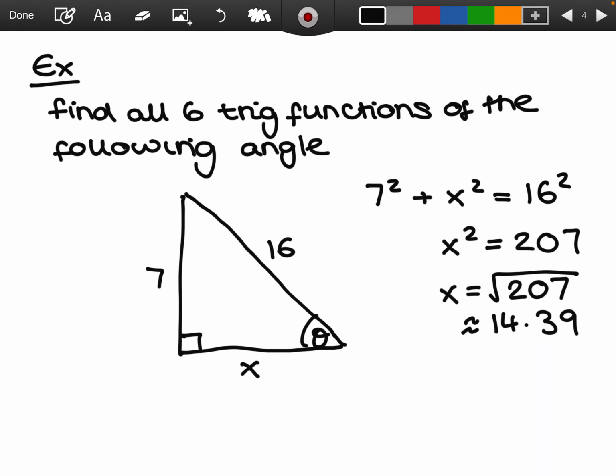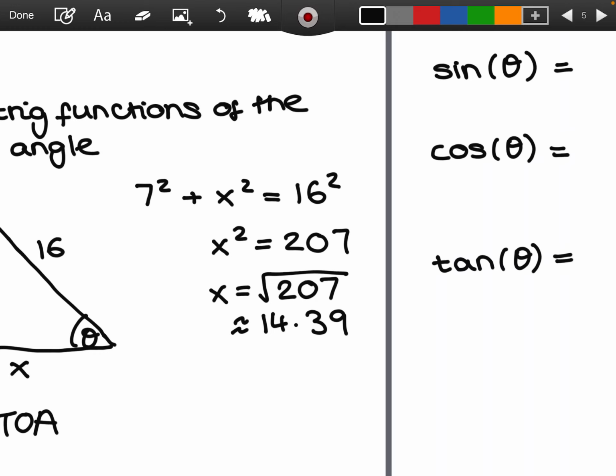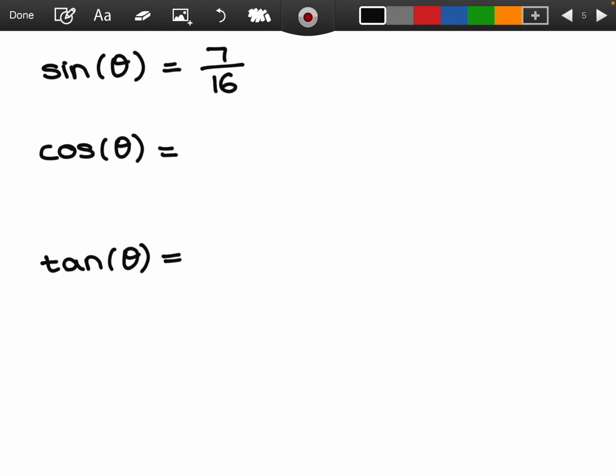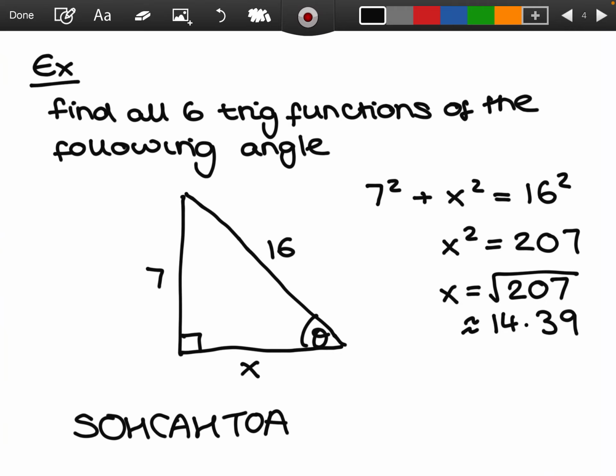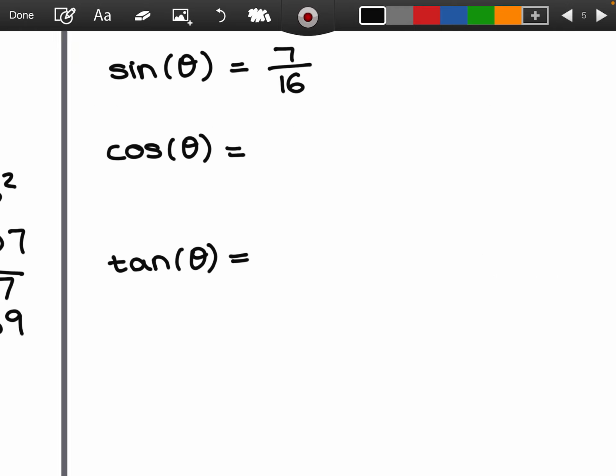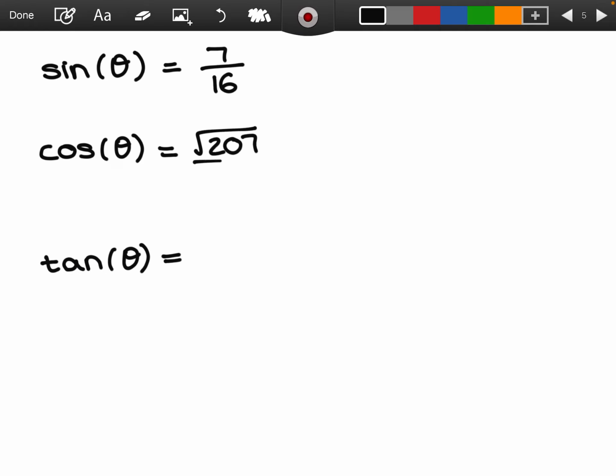Okay, sine of theta, going back to our SOHCAHTOA, sine of theta is opposite divided by hypotenuse. So the opposite side is 7 and the hypotenuse is 16. So it's going to be 7 over 16. Cosine of theta is adjacent divided by hypotenuse. Now we said that the adjacent side has length square root of 207 or 14.39, whichever way you want to write it. And then the hypotenuse was 16. So that would be the square root of 207 over 16.